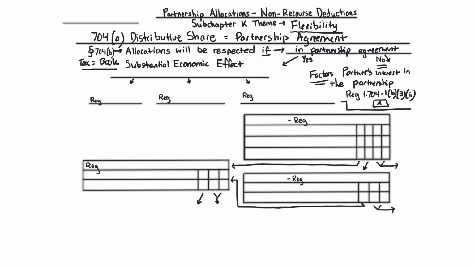There are additional exceptions to that. But the idea is that, okay, well, if we're allocating losses for tax purposes, then we need to allocate losses for book purposes. And if the business was to liquidate, guess what?